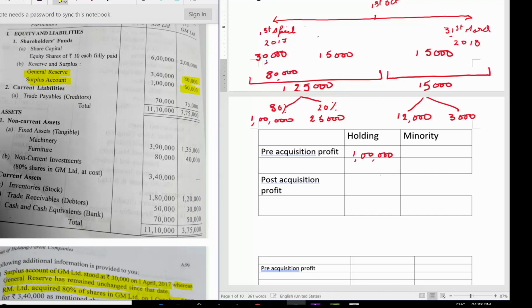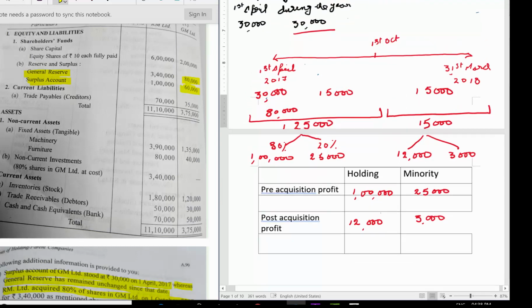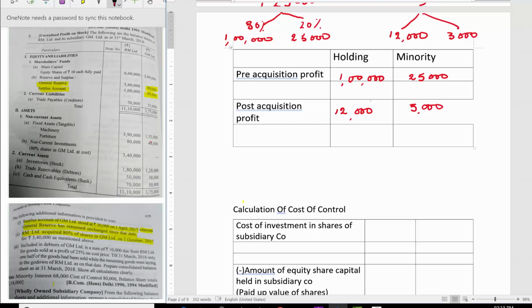In pre-acquisition profits of holding, we are writing 1 lakh. Pre-acquisition of minority 25,000, post-acquisition for holding 12,000, and the post-acquisition profit for minority is 3,000. We should remember that the post-acquisition profit of holding company is not a capital profit but a revenue profit, hence would go directly to consolidated balance sheet.